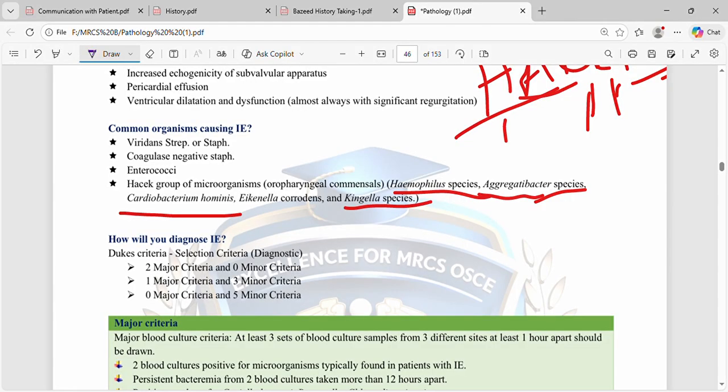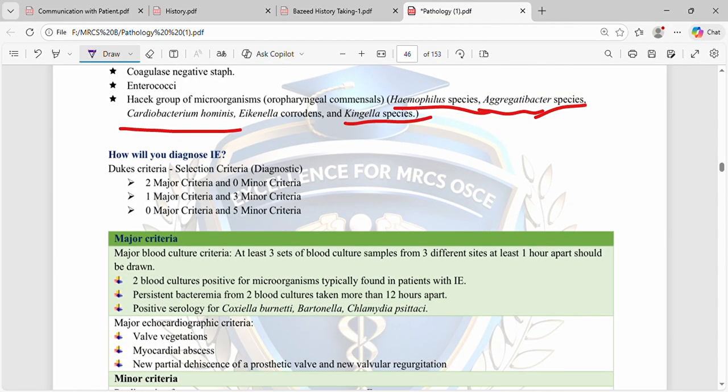Common organisms causing infective endocarditis: Viridans streptococci, coagulase-negative staphylococci, enterococci, and the HACEK group. The HACEK group are oropharyngeal commensals. H is Haemophilus species, A is Aggregatibacter species, C is Cardiobacterium hominis, E is Eikenella corrodens, and K is Kingella species.